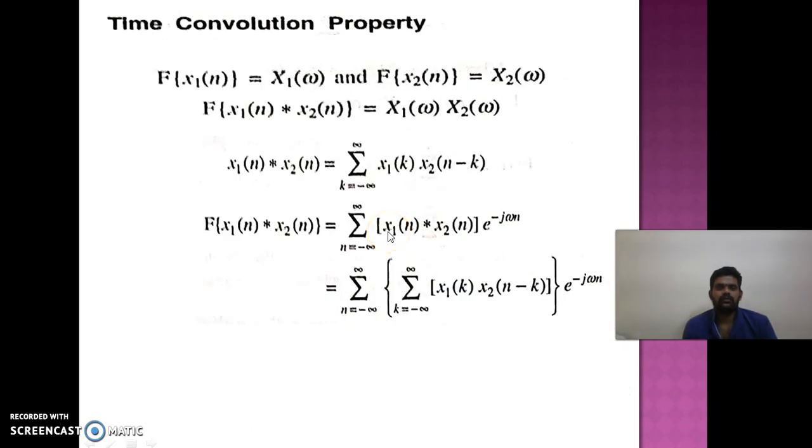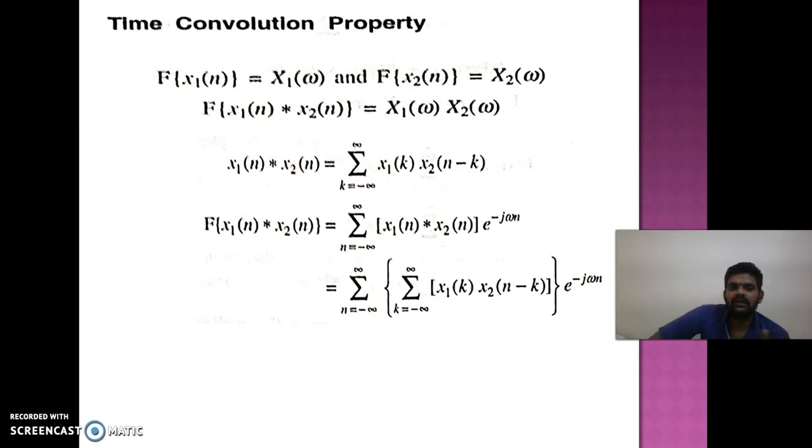Next, convolution property. The convolution property states that convolution in the time domain results in multiplication in the frequency domain. Similarly, convolution in the frequency domain results in multiplication in the time domain.